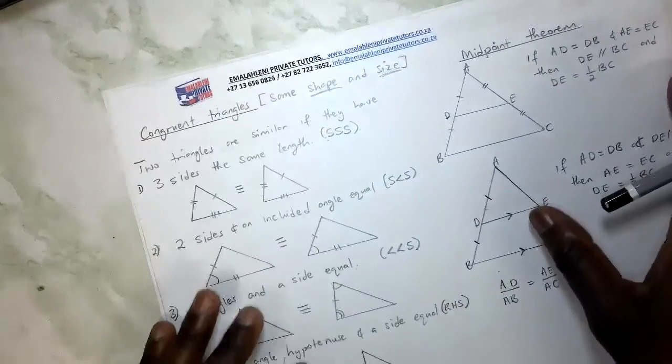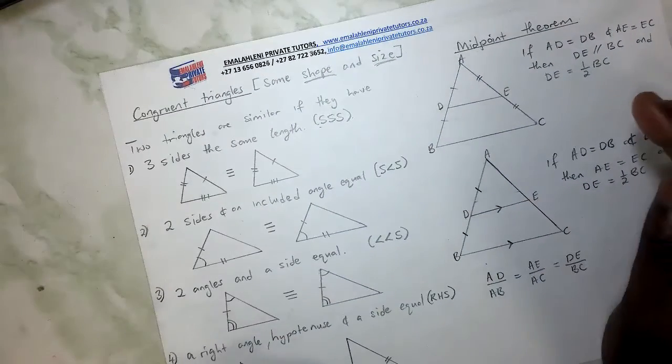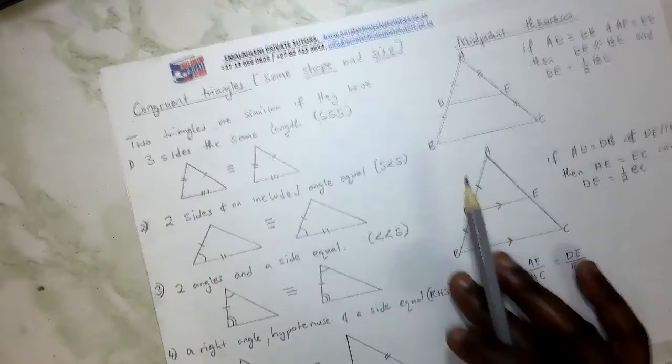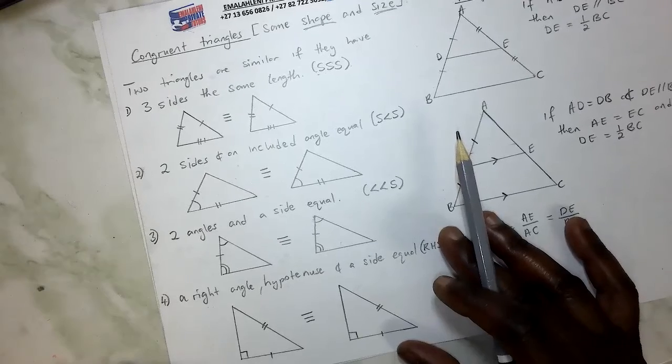Now, when I'm talking of congruent triangles, these triangles are of the same shape and actually size. So in simpler ways, we can say they are identical. But now, if you are asked to prove that they are congruent, you need to be able to prove one of these conditions. Now, what are these conditions?